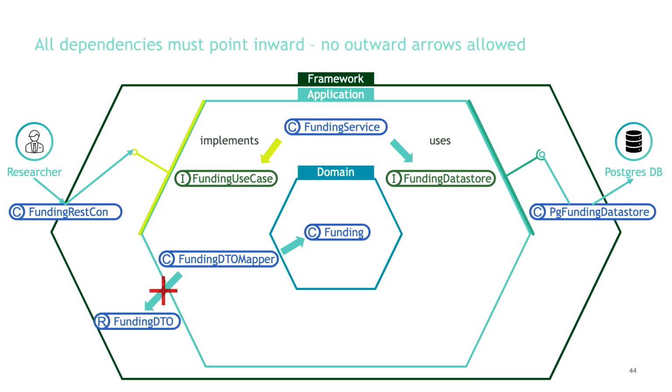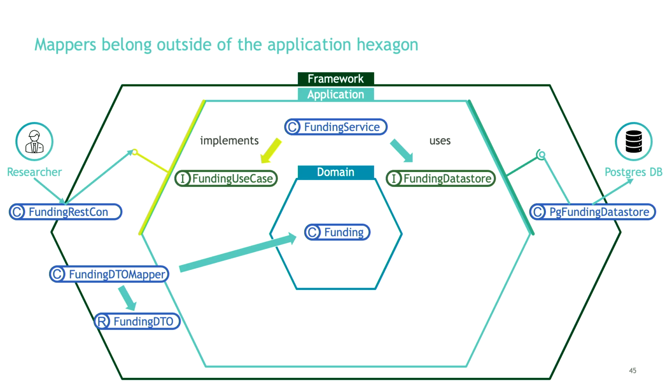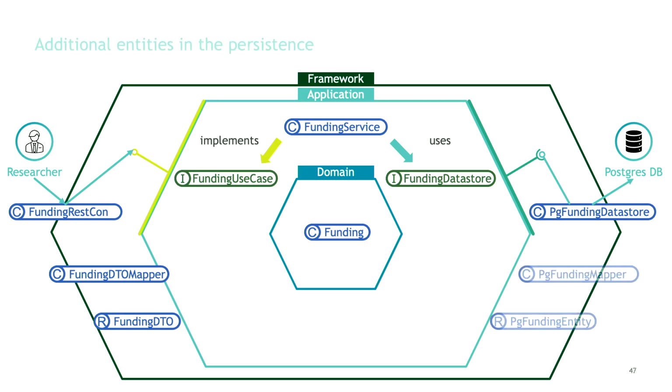But in Hexagonal architecture, all dependencies must point inward, because otherwise the application core, so our shiny thing, wouldn't know something about its outside world, and it's not allowed to do that. So that's why you need to move the mapper into the framework layer or outside, and then all the dependency directions are either in the same layer or are pointing inwards, which is totally fine by the definitions. If you then take this to the next step, then you could also have additional entities in the persistence layer, of course also with their own mapper.